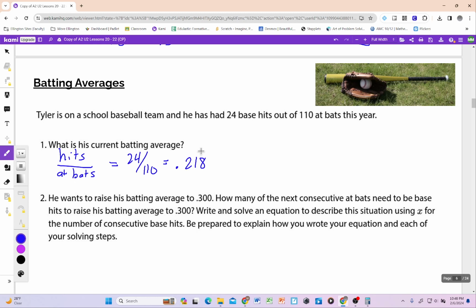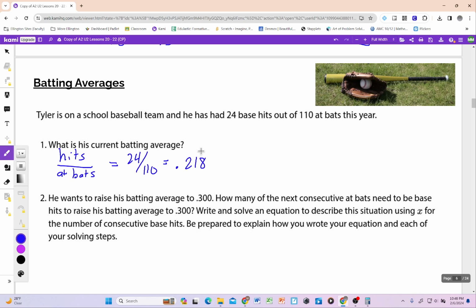And so our friend here decides he wants to work at it. He wants to raise his batting average to 300. And so he's going to concentrate really hard and he's going to get some big hits coming up. And so let's say he goes on a lovely little hot streak. And every time he comes to the plate, boom, gets a hit. So how many consecutive hits does he need in order to raise his batting average to 300?